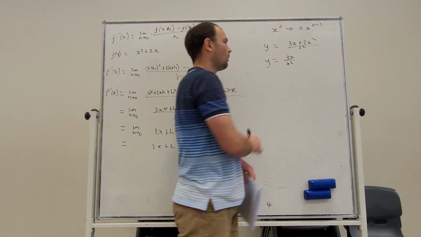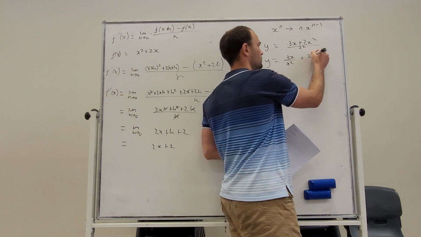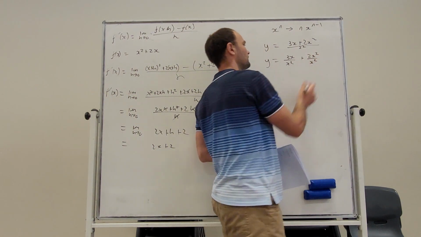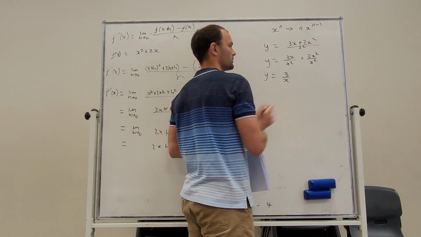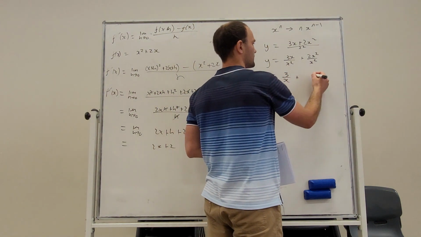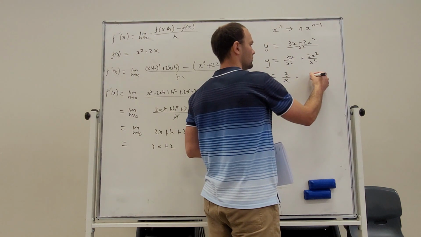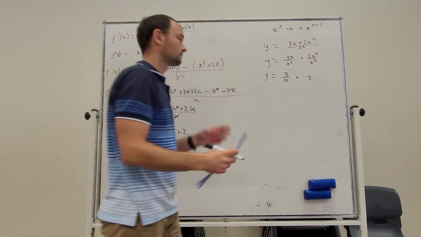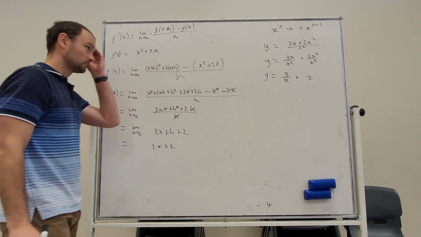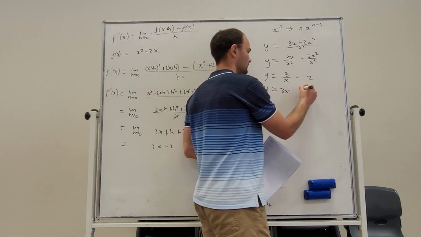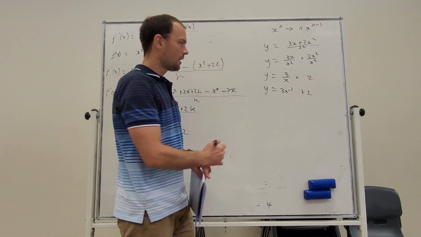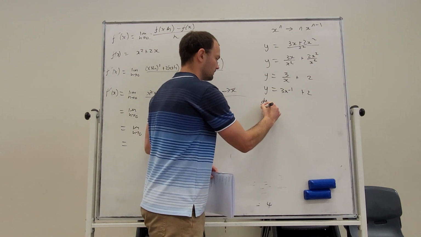So what we have is y equals 3x on x squared plus 2x squared on x squared. And now we simplify these. This becomes 3 on top of x plus 2. And I'll write it like this even, 3x to the minus 1 plus 2. And then we'll differentiate.